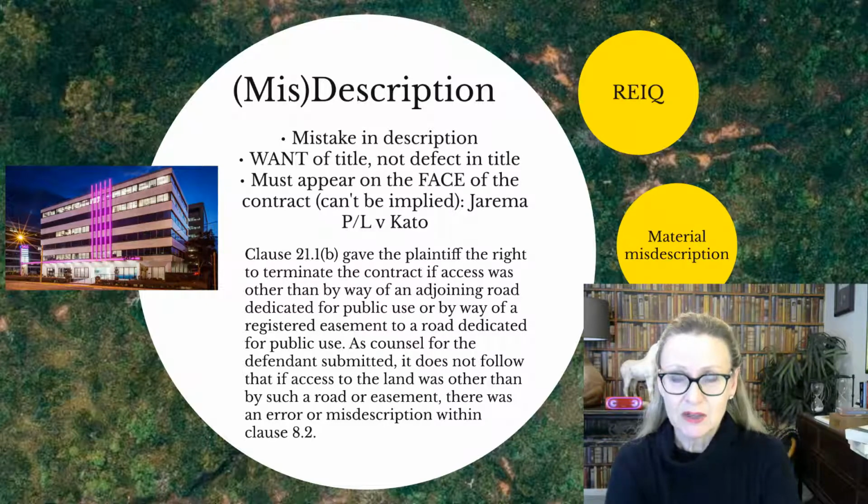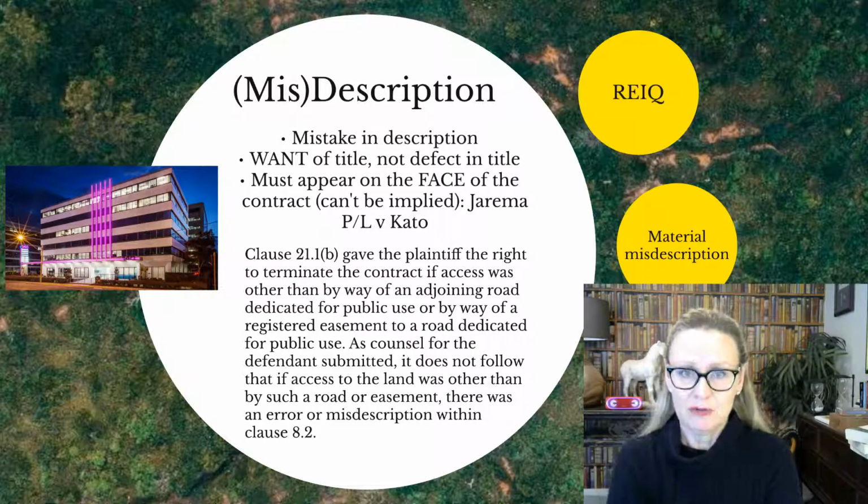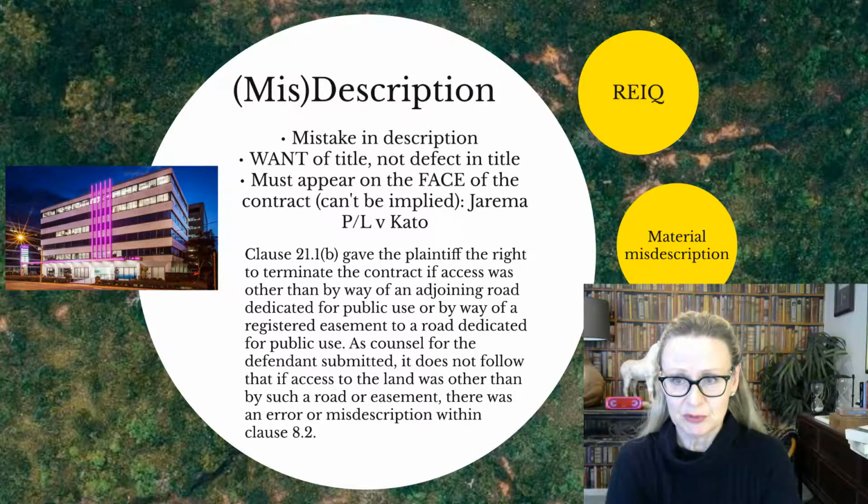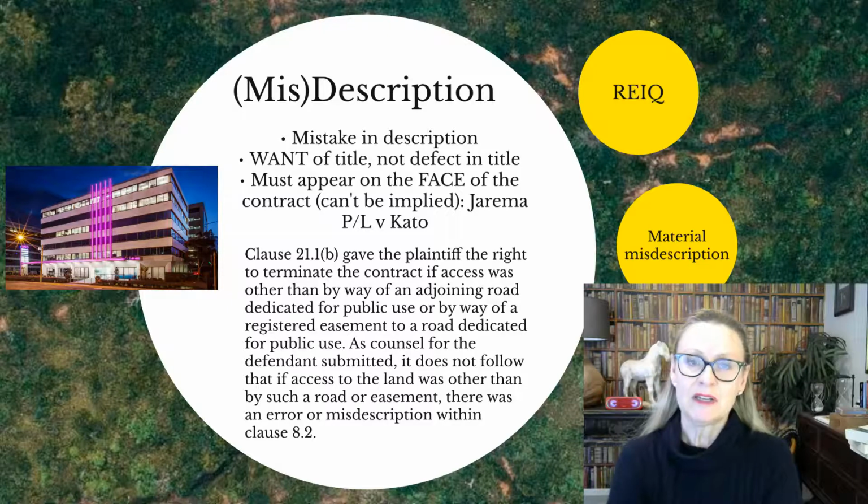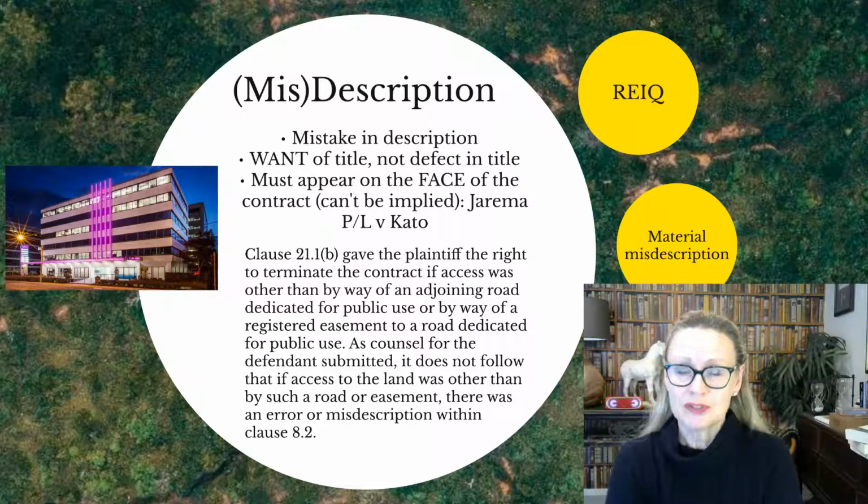Now that does not mean that you're left without the remedy of being able to terminate. You certainly can terminate, and that will turn on whether or not there's been a material misdescription, which we'll get to in just a moment. But in terms of what constitutes a good old misdescription of the subject matter, then look no further than Jurema and Cato, which is the rather unfortunate case that establishes the fact that if there is to be a misdescription, an actionable misdescription, then that misdescription has to appear expressly on the face of the contract.